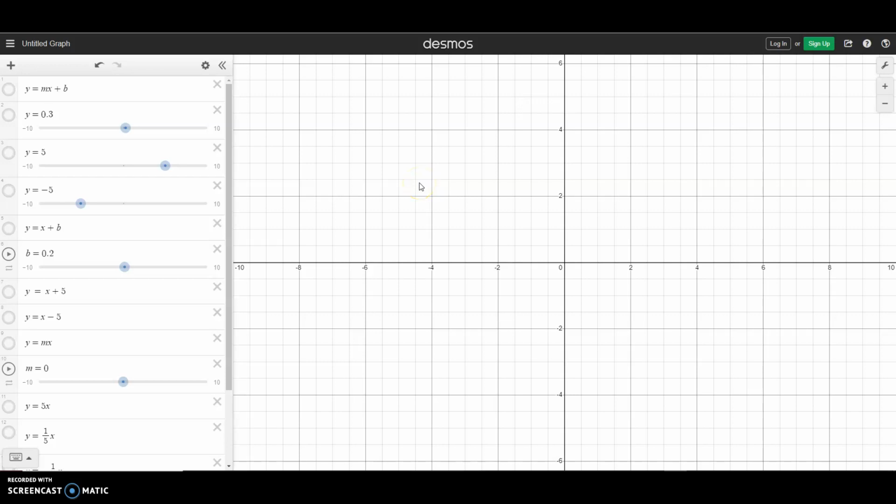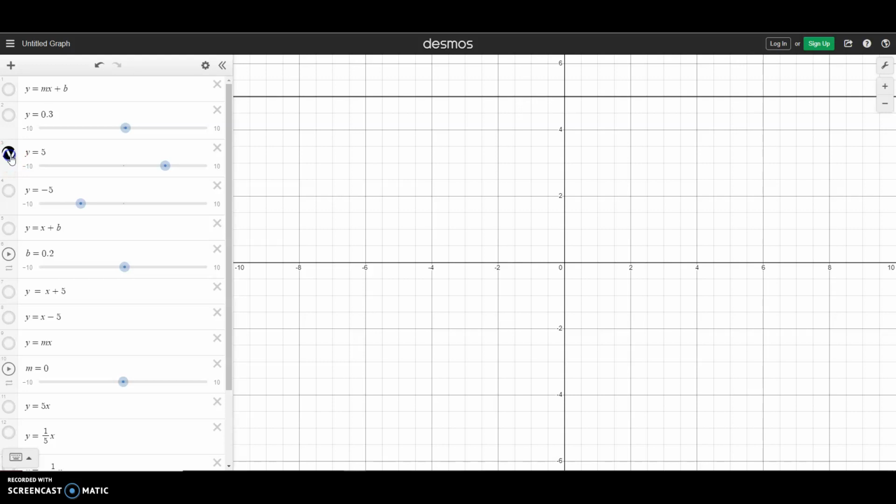In this video, I'll be using the Desmos graphing calculator to describe the parameters for the linear equation. In equation 1, I have the typical form for a linear equation, y equals mx plus b. So for question 1, suppose I let m equal 0, in which case the equation will simplify to an equation for a horizontal line.